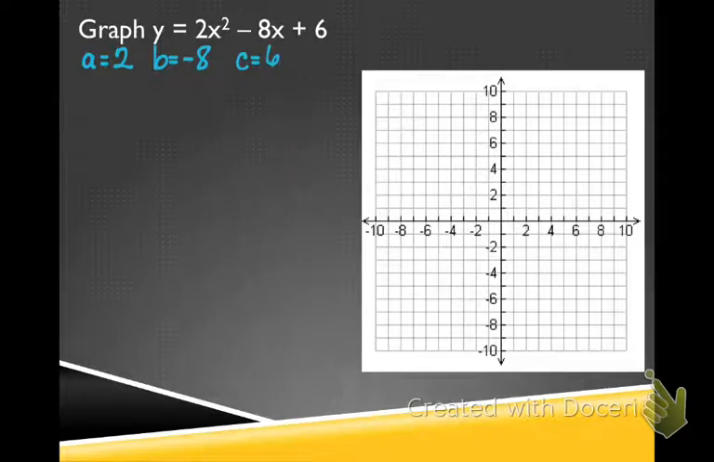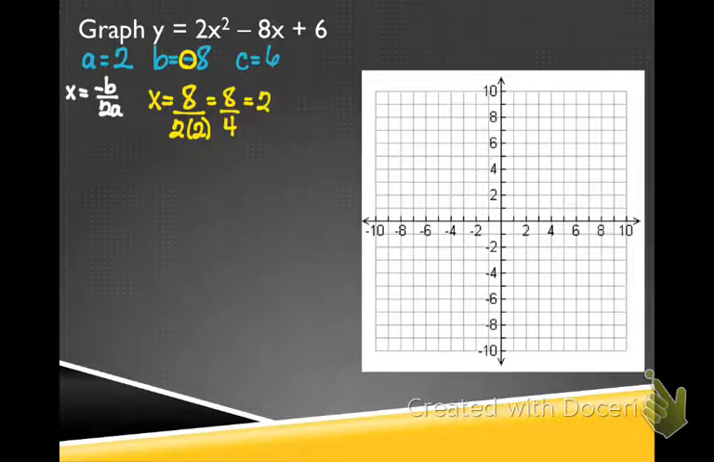a and b are what we're going to need to get the vertex. To do that, we're going to use the formula x equals the opposite of b over 2a. The a and b are the ones that we just figured out. So we're going to plug in x equals the opposite of b. This b right now is a negative 8. So when I plug it in, it's going to turn it to a positive. Divided by 2 times a, which is 2. This is going to be equal to 8 over 4, which means that x is equal to 2.